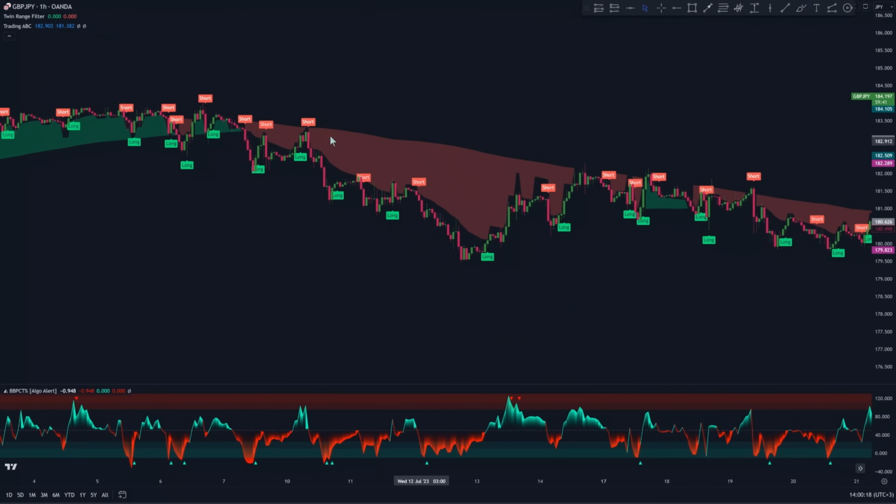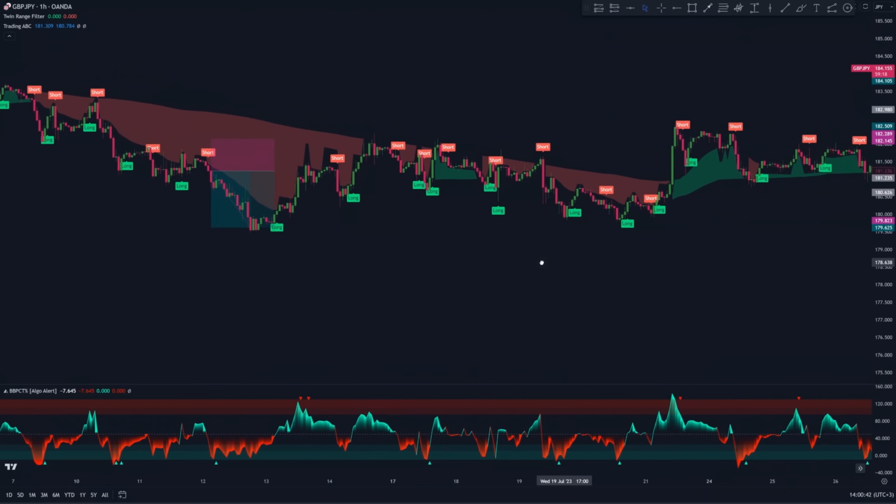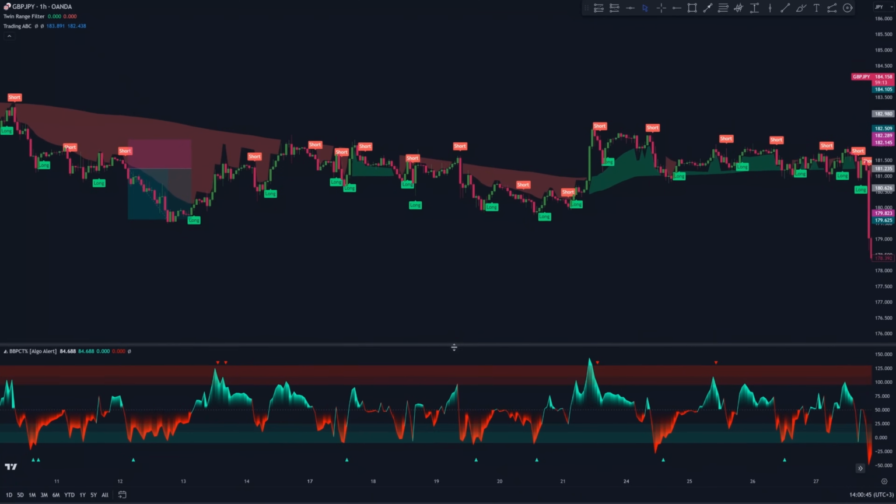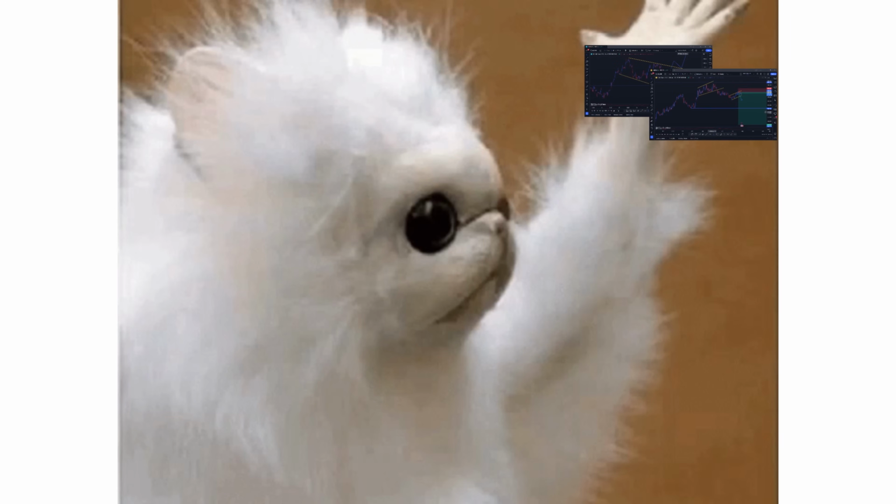Conversely, when the trend cloud is colored red and the price is trading below it, that indicates a bearish trend, and so we're only going to be looking to take short trades. Now, with these three indicators added to the chart, you may start to wonder, and how exactly are we going to take trades with all these indicators combined? Well, let me show you.